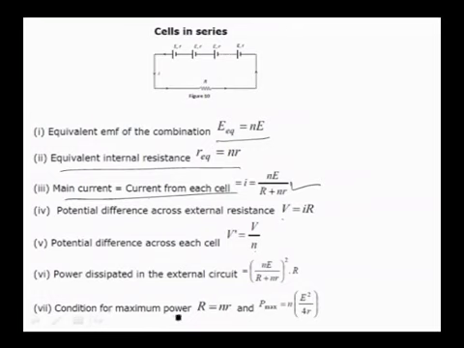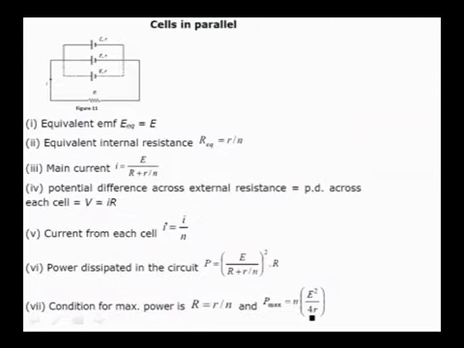The condition for maximum power is that the external resistance is equal to the sum of the internal resistances, that is R = nr. Then the power in the circuit is maximum, equal to nE squared divided by 4r. Similarly, for the parallel combination, when cells are connected in parallel, the effective EMF is E only, in case of identical cells. The equivalent internal resistance is r by n for the parallel combination. Then the current in the circuit is equal to this much.